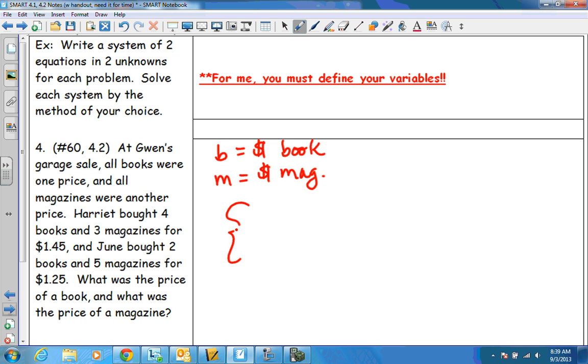Anybody think they can do the first equation? 4b plus 3m equals 1.45. Good. Does everybody see where she got that? Yes. She said 4 times the price of a book plus 3 times the price of a magazine totaled $1.45. Wow, these are cheap. A garage sale, that's why. Okay. So then write your next one.